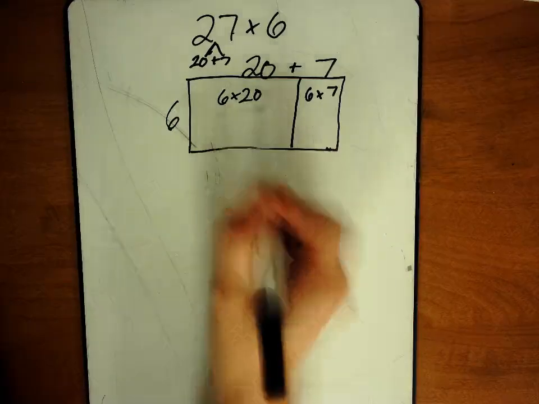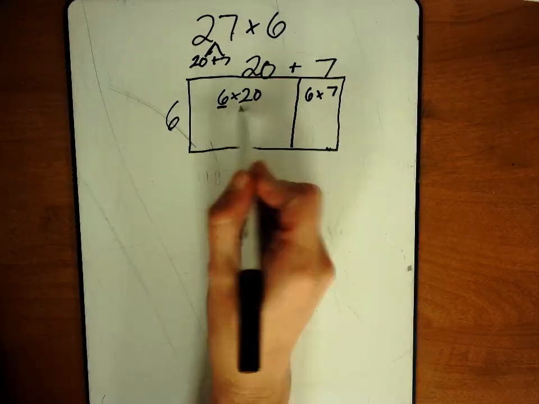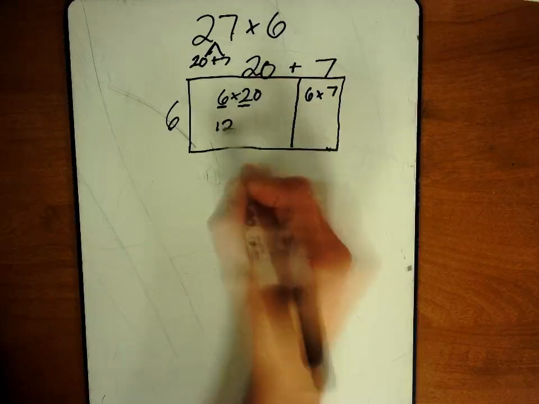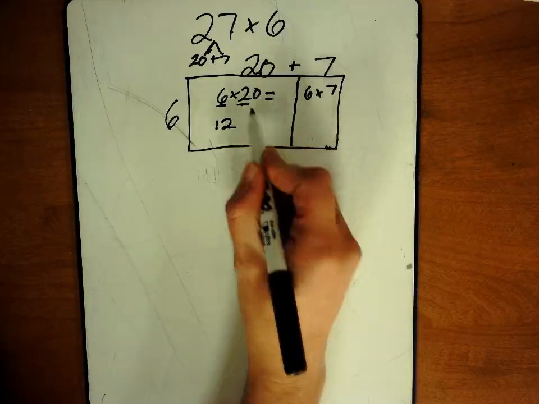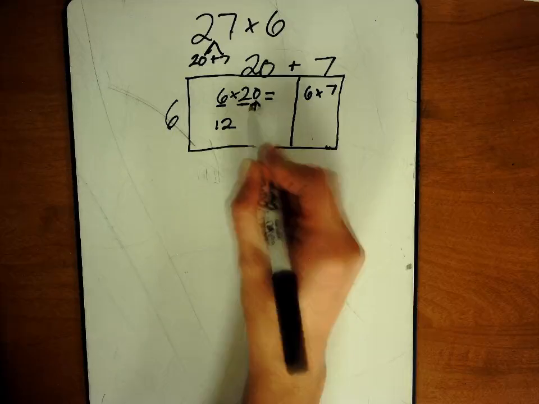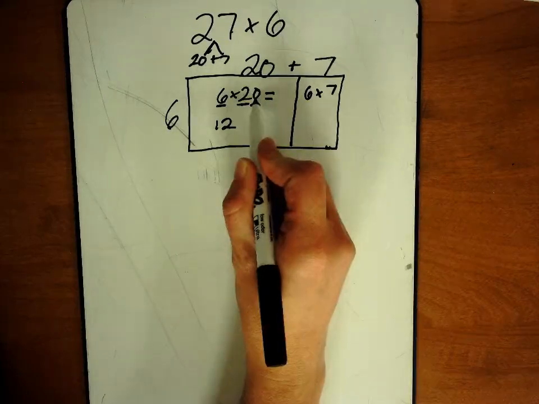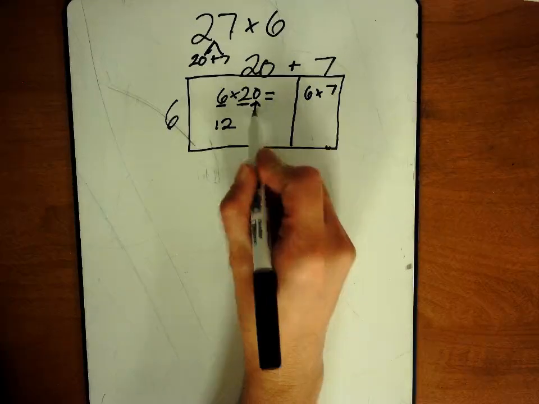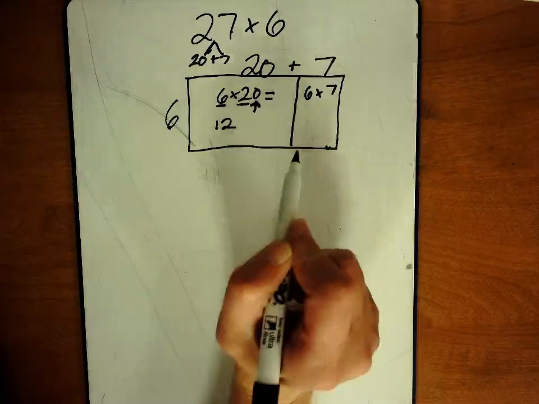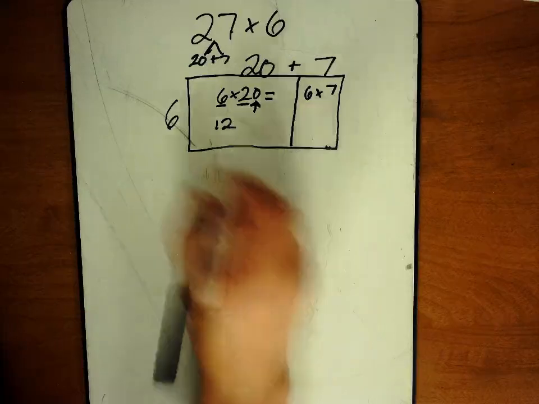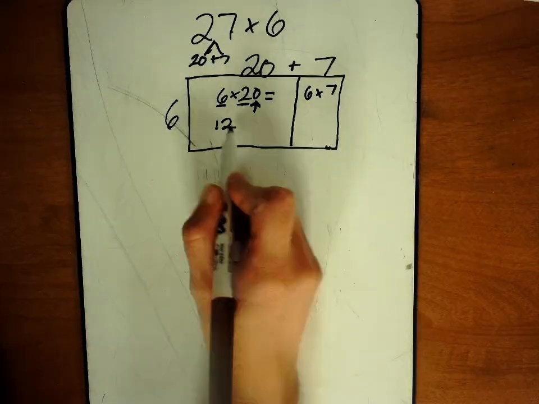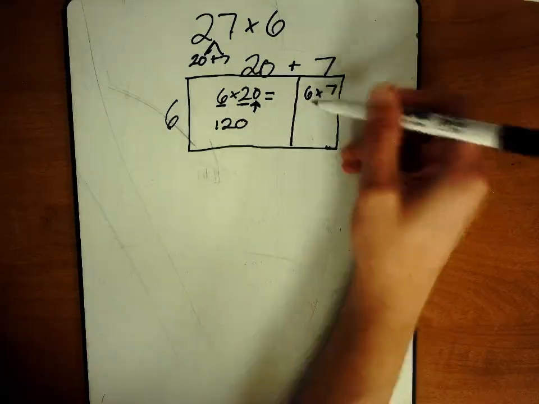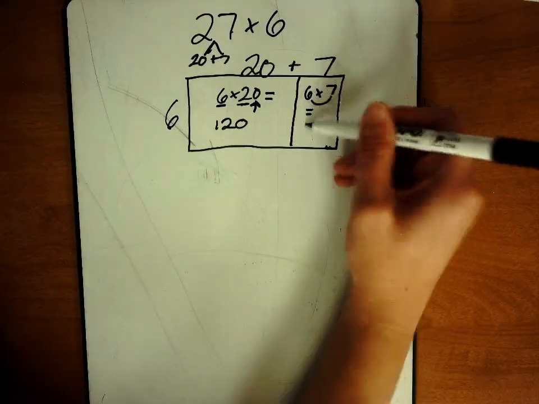So I'll start here with this basic fact of 6 times 2, right? I know 6 times 2 is 12. So using what I call an extended fact, 2 times 10 is 20. Anytime I'm adding a 0, that's multiplying by 10, right? So 6 times 2 is 12, so 6 times 20 is 120. And then I have a basic fact of 6 times 7, which equals 42.